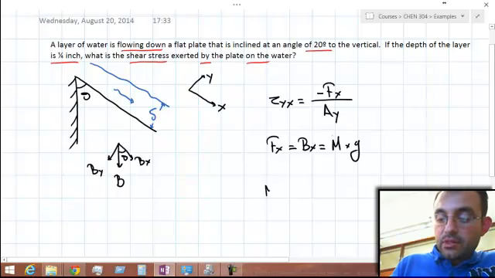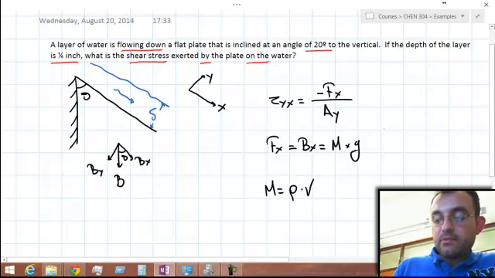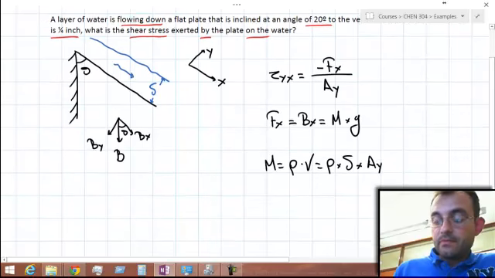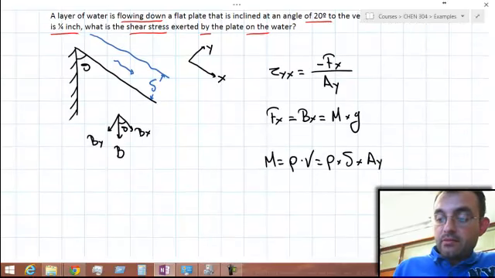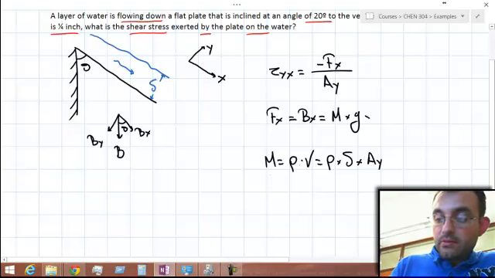We can assume that the mass of the water equals the density of the water times the volume, which then is equal to density times the depth of the layer times the area of the plate. Further on, okay, here I forgot cosine of theta.